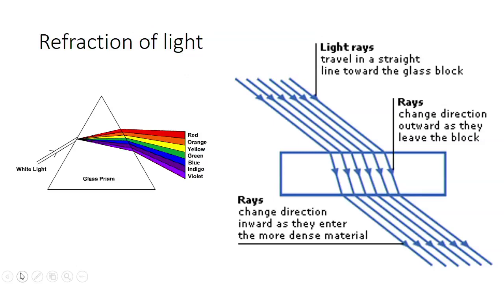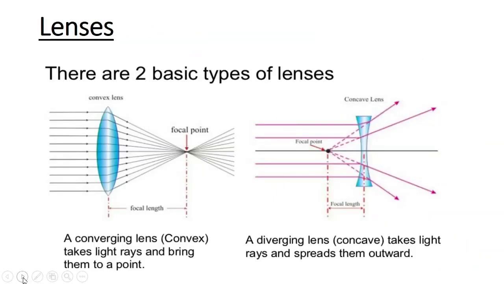We have here reflection of light. You have to know how light is dispersed into its colors, in the order that they are. And you should also be able to draw the light rays for the reflection of light.